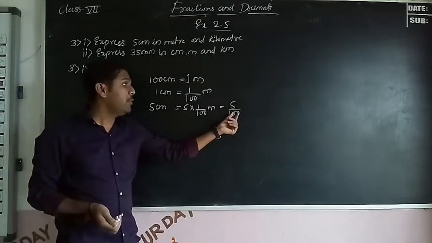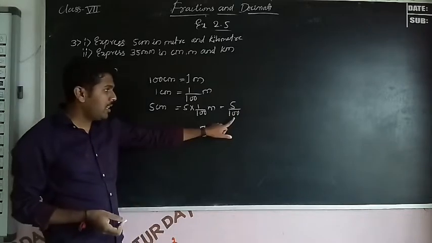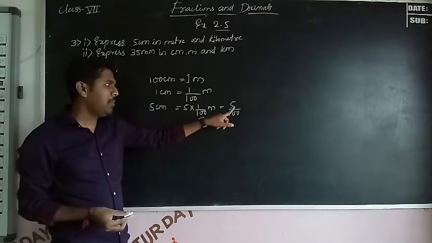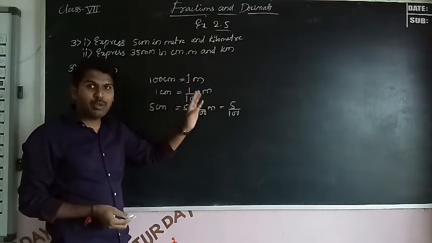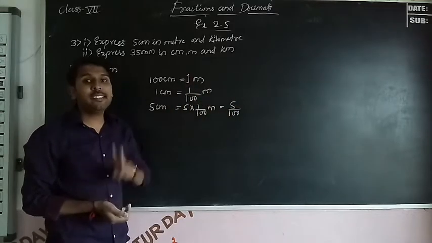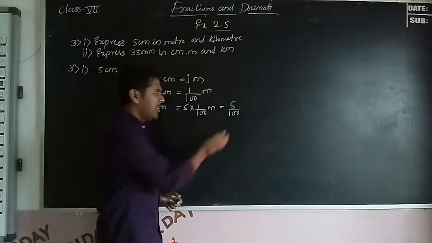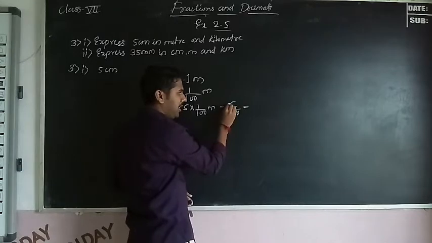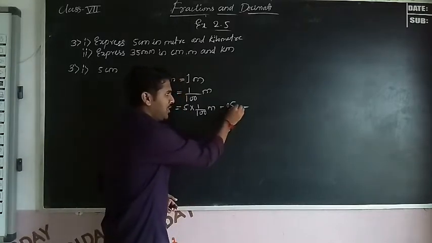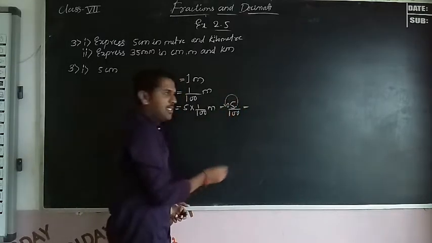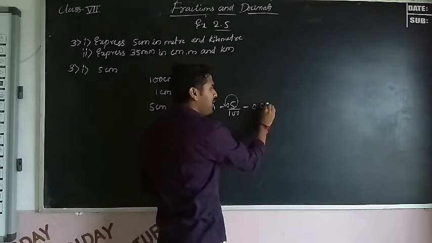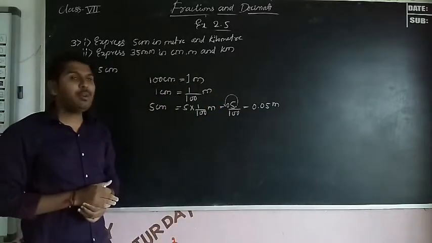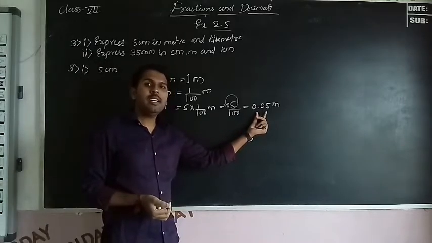You can write it very easily in decimal form. How many zeros are there? 2. That means you should shift the decimal point to the left side by 2 places. Here the 5 has the point after it, so take one 0 and shift it. What will we get as the answer? 0.05 meter. Okay, you get it in meter.